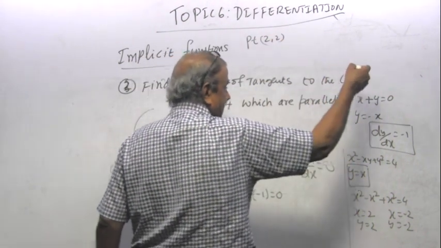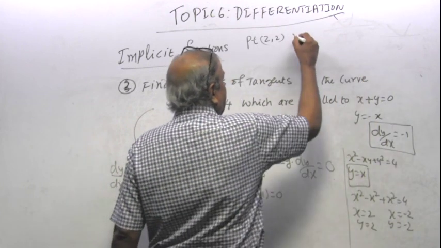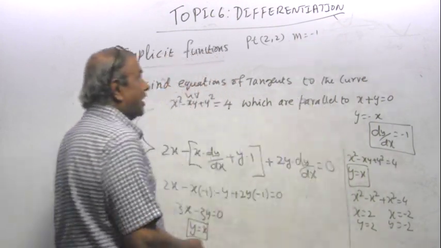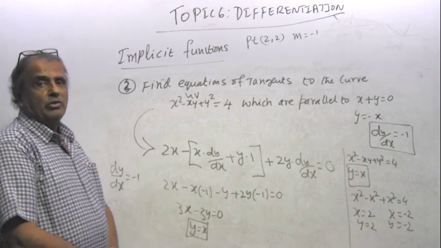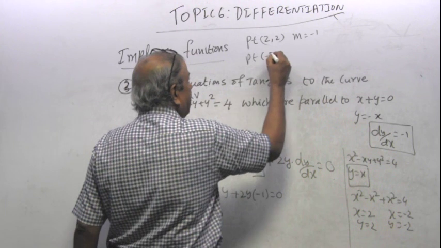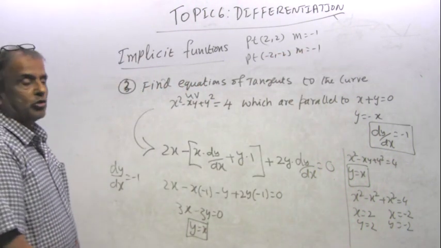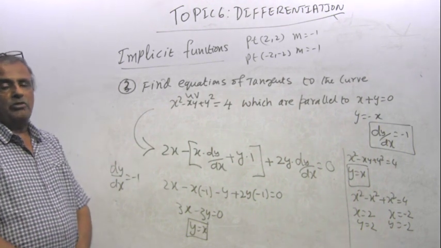and then the easiest way will be, of course, gradient is minus 1, so you can say y minus 2 equals minus 1 times x minus 2. Then you can say point minus 2, minus 2, gradient is minus 1. So y plus 2 is equal to minus 1 times x plus 2.